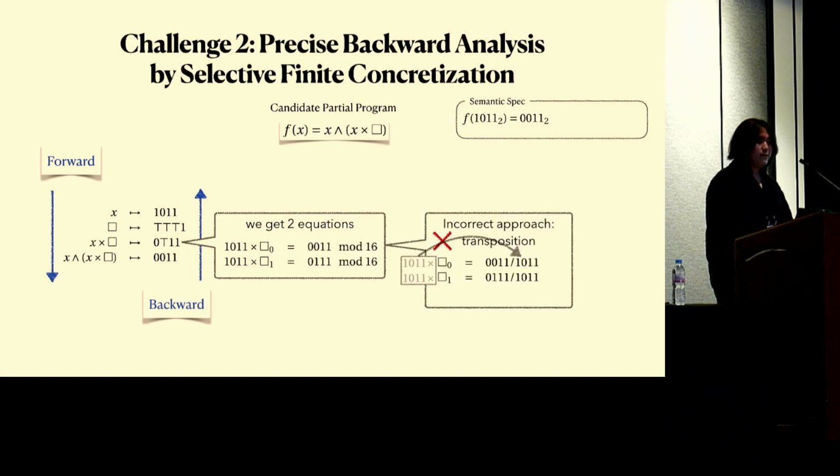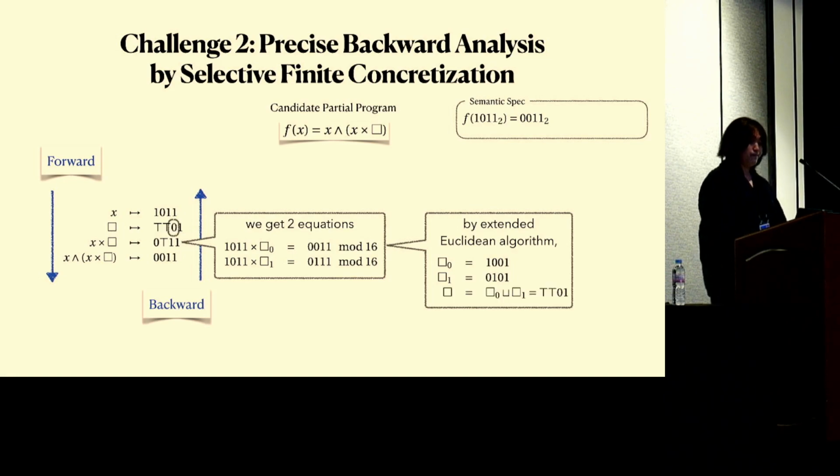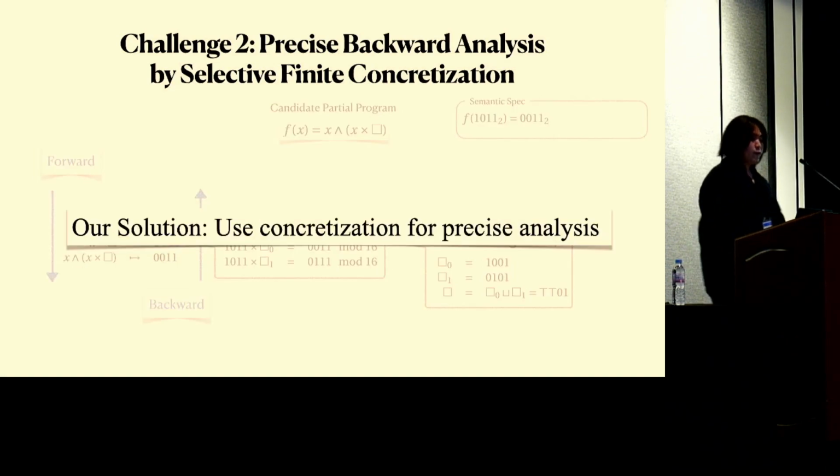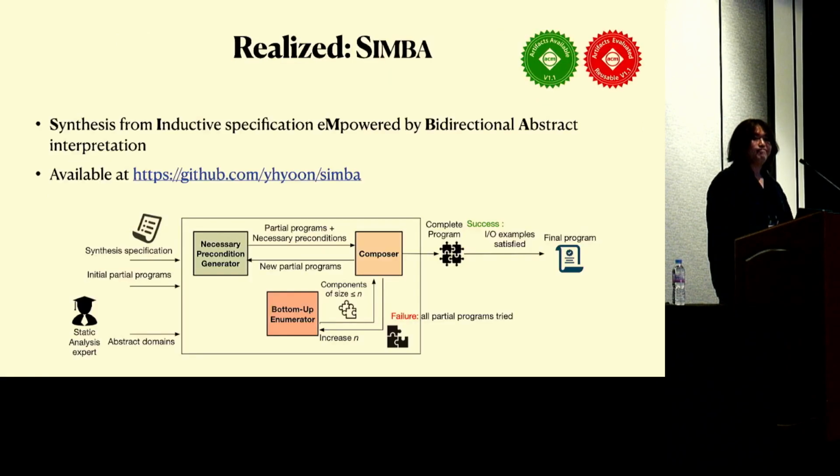Since we are dealing with 4-bit integers and performing operations modulo 16, the traditional method of obtaining the unknown value through transposition is not applicable. Instead, we employ the extended Euclidean algorithm to determine the unknown value in this scenario. The resulting values are then joined into a single abstract value. As a result of concretization, the precision of backward analysis has improved. Hence, our solution to the second challenge is the utilization of concretization.